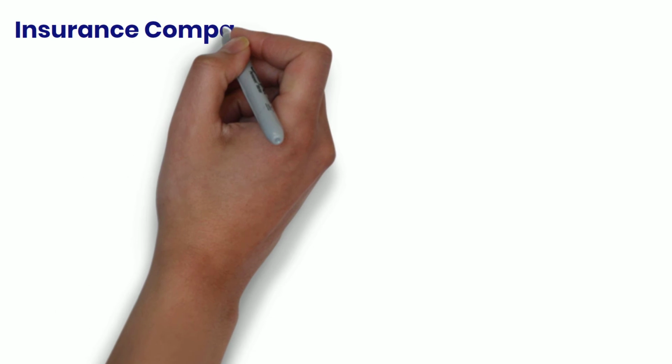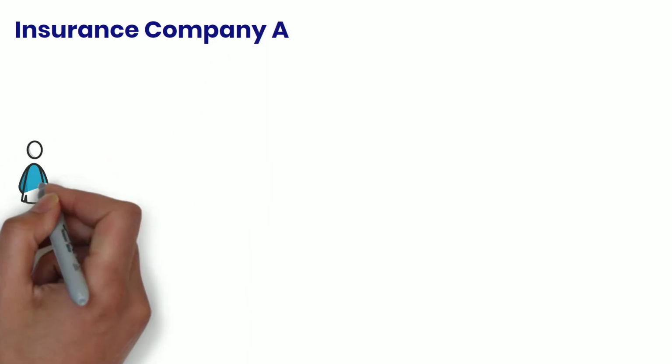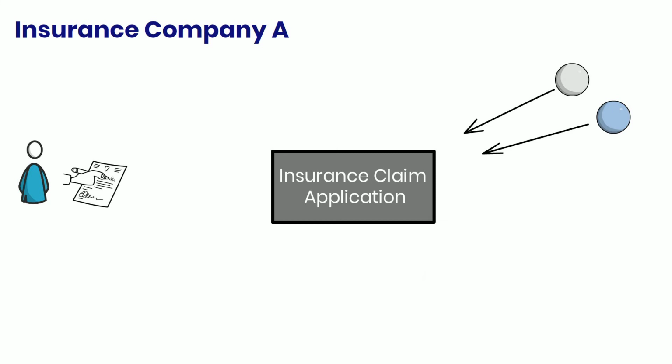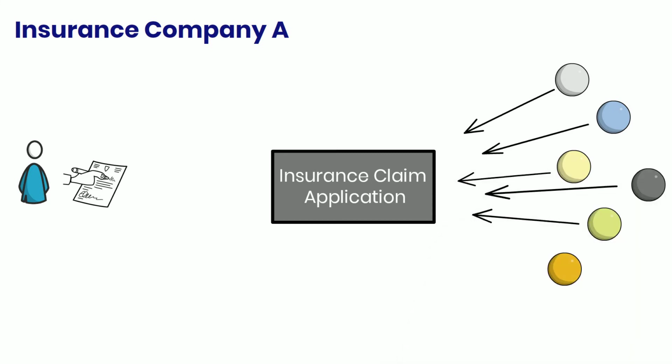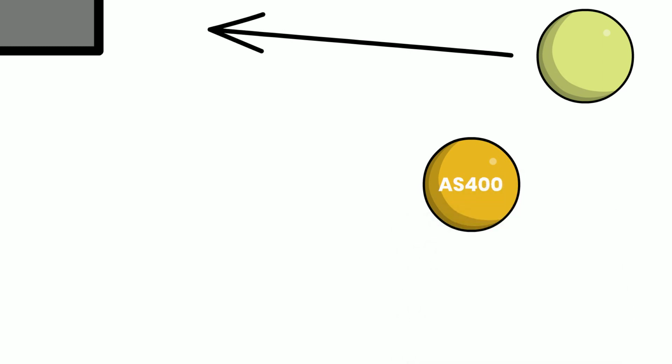Insurance company A has a need to process insurance claims that are submitted by their clients. In this process, several applications are involved. Because the company has been in business for quite a while, some specific client data is stored in the legacy ACE400 application. This data is required in order to complete the insurance claim process.